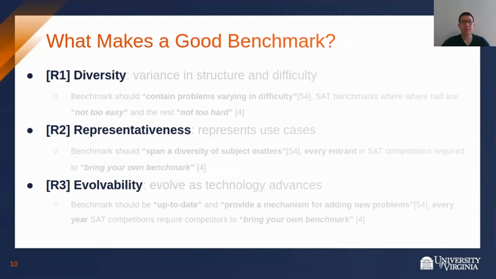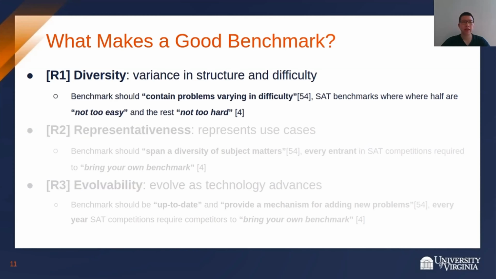By studying the benchmarks in the verification field, we extracted 3 key requirements that make good benchmarks. They are diversity, representativeness, and evolvability. Diversity asks for variance in the structure and difficulty of the benchmark problems. For example, the theorem proving benchmark stated that the benchmark should contain problems varying in difficulty.